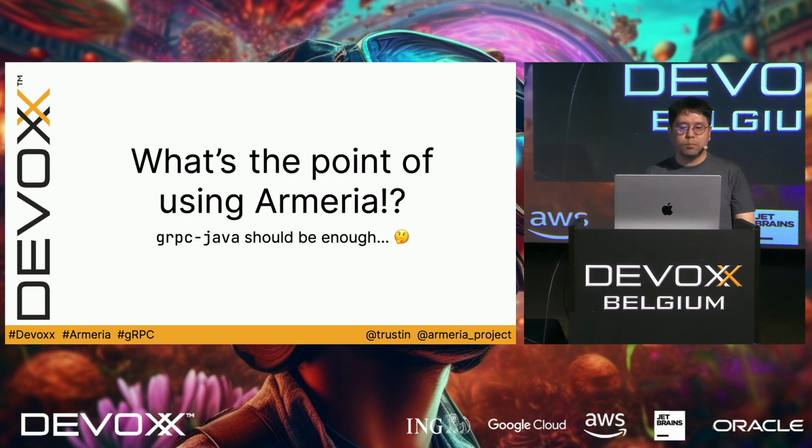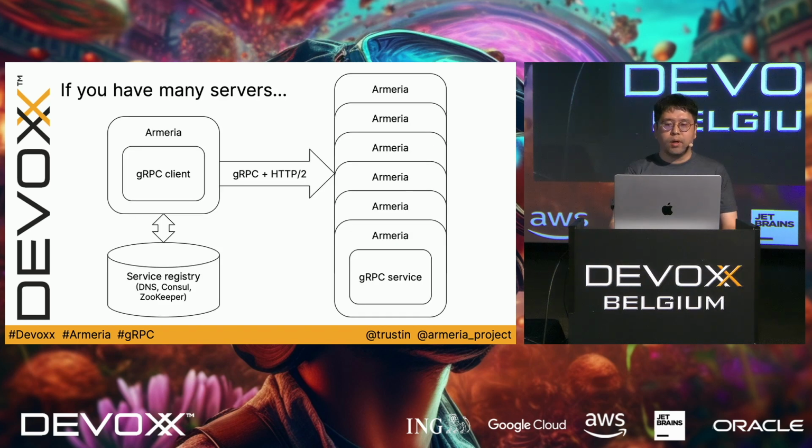So at this point, you might start to wonder, what's the point of using Armeria? Armeria doesn't seem to add much at all. You can do exactly the same thing with the official gRPC Java, right? It's a little bit more verbose, but it's not a big deal once you write it once. However, the story takes a turn as your service scales out.